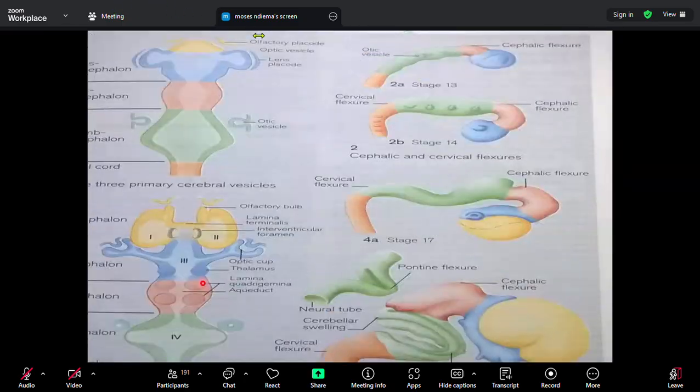These four swellings are referred to as the corpora quadrigemina, superior and inferior colliculus. When we look at the brain, we'll be seeing these hump-like colliculi that we refer to as superior and inferior colliculus. And we're going to see how this comes about.